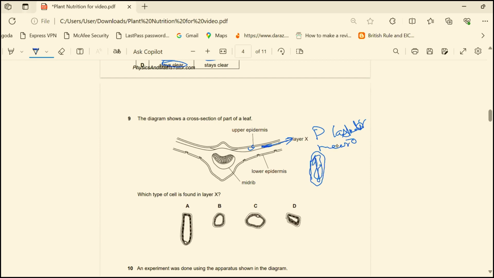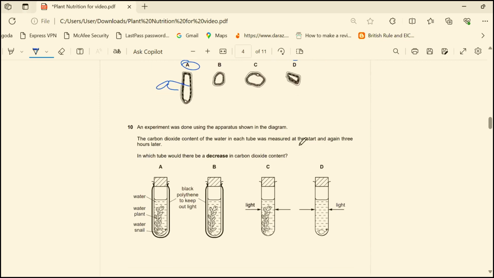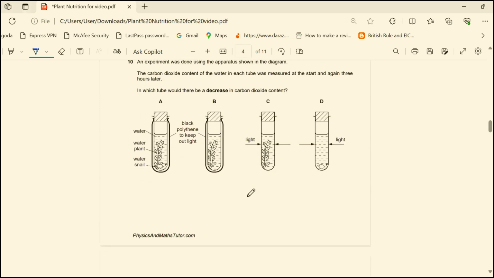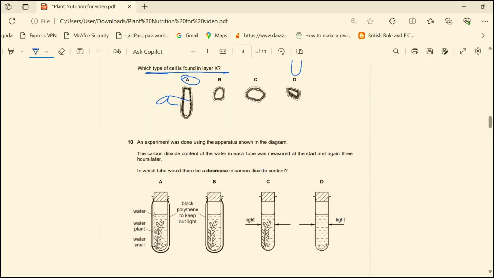I haven't actually got a drawing. Basically it's a rectangular shape. So in this you can see A is a rectangular shape. Hence, the answer for layer X will be A. Now let's come to the last question of our video, and in the next video I'll upload some more questions. So do stay tuned for the next video.